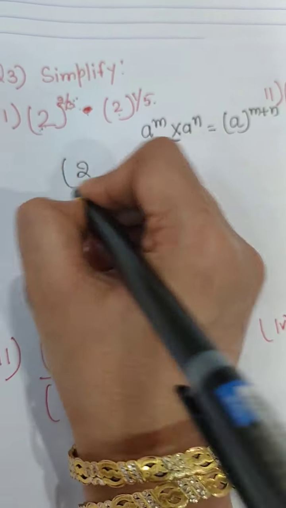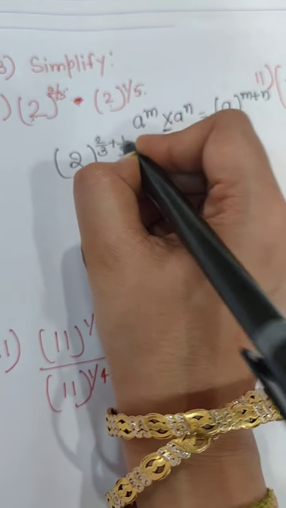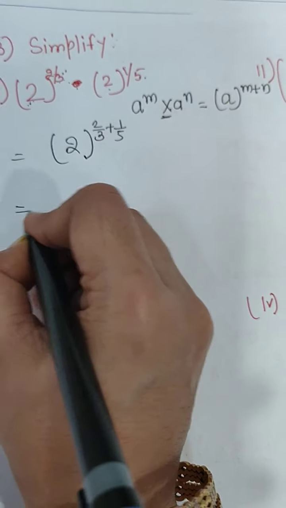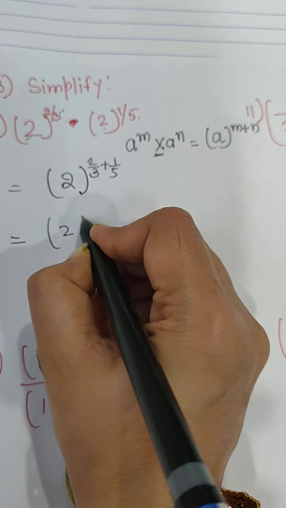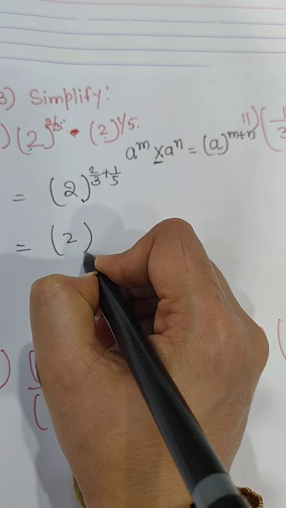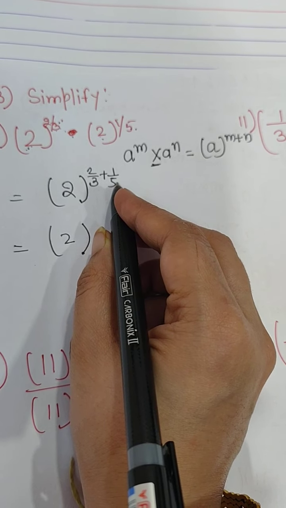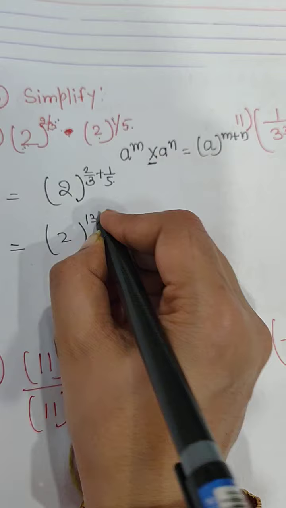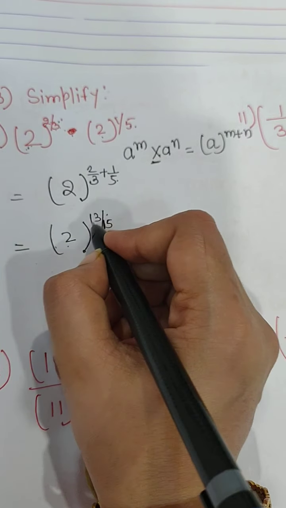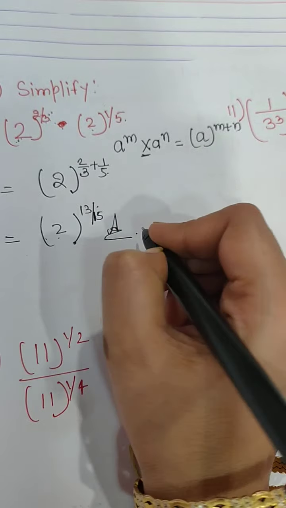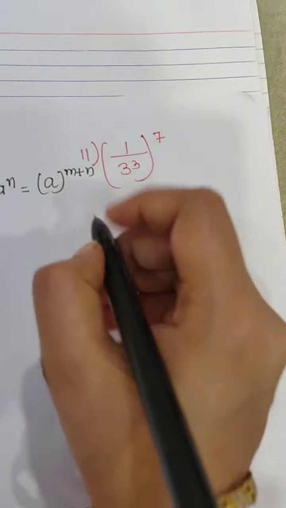So you take 2 common. The powers will be added, 2 upon 3 plus 1 upon 5. And you know how to add using LCM. So it will be equal to 2 raised to the power, when we add these fractions by taking LCM, 13 upon 15. Now these cannot be solved further. So this will be the answer.